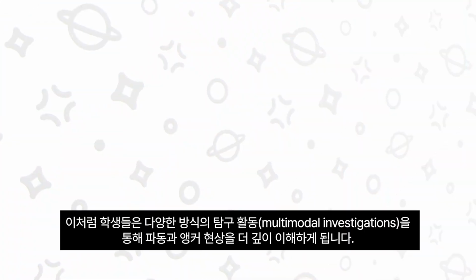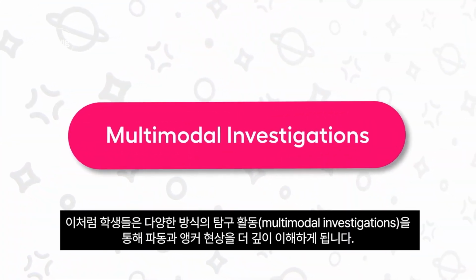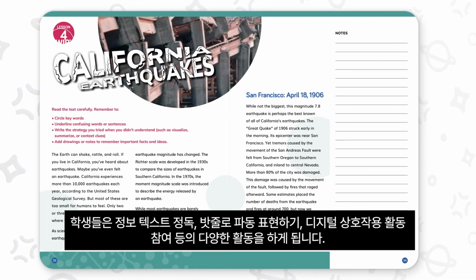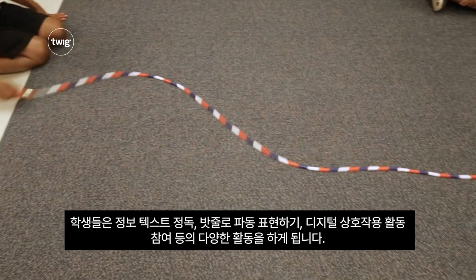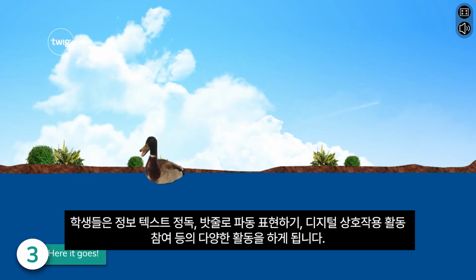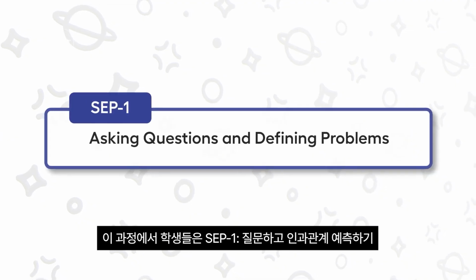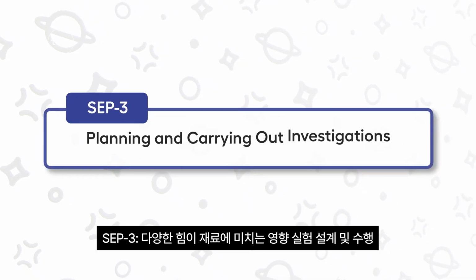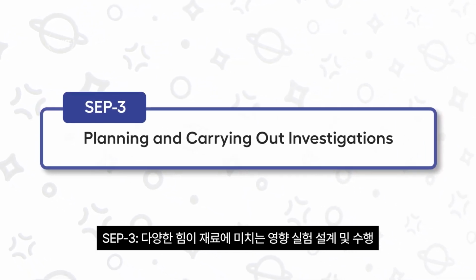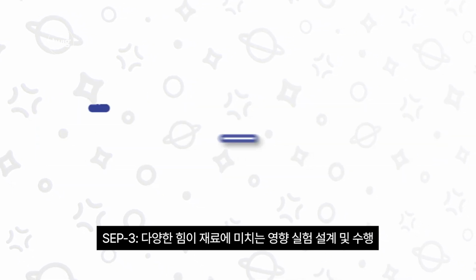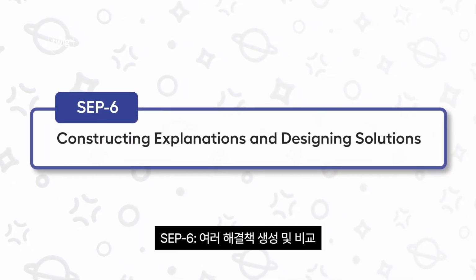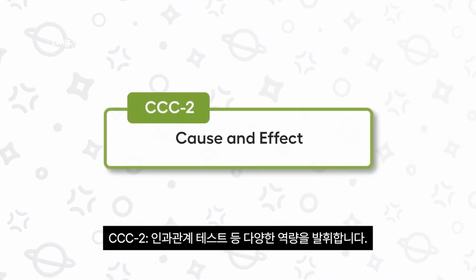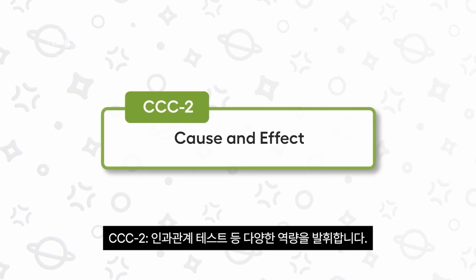Okay. Students deepen their understanding of waves and the anchor phenomenon through a series of multimodal investigations. They close read informational articles, use a rope to model waves, explore a digital interactive. They engage with SEP1 to ask questions and predict outcomes about cause and effect relationships, SEP3 to plan and carry out investigations on how different forces affect the materials, SEP6 to generate and compare multiple solutions based on how well they meet the criteria and constraints, and CCC2 as they test the effect of earthquakes on different building designs.